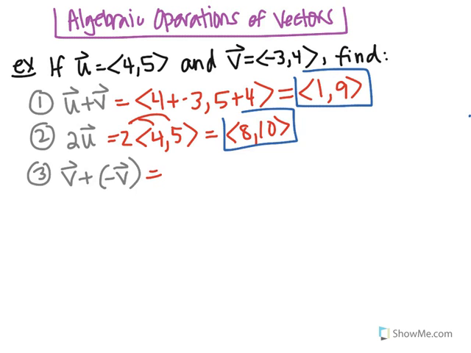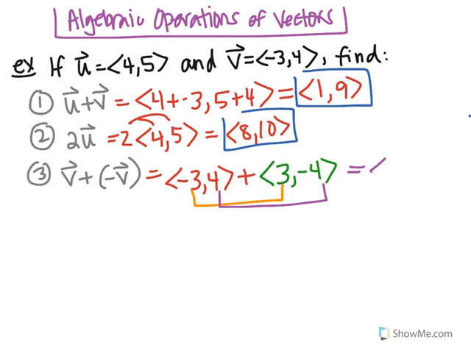And in this last example, let's take vector v, having components negative 3, 4, and add that to the opposite of vector v. So if I take the opposite of vector v, that turns into positive 3 and negative 4. So when I add like components, I end up getting 0, 0. And this is known as the zero vector.